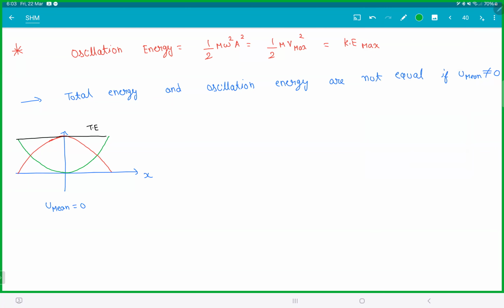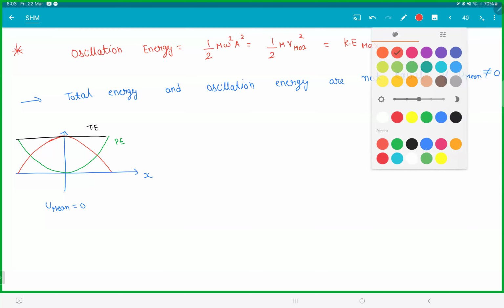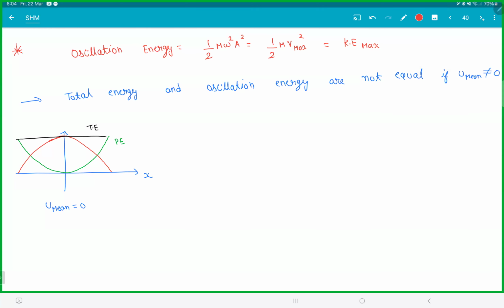And look at the green line. If you see at x equal to 0, it is 0. At extreme positions, it is more. It's the potential energy. Look at the kinetic energy. At the mean position, the speed is maximum, so it will be a peak, and kinetic energy will be this. This is the case when U mean is 0. So this is not the only graph possible.